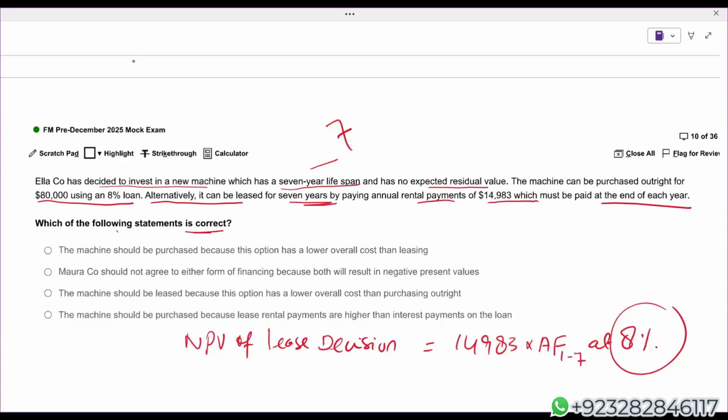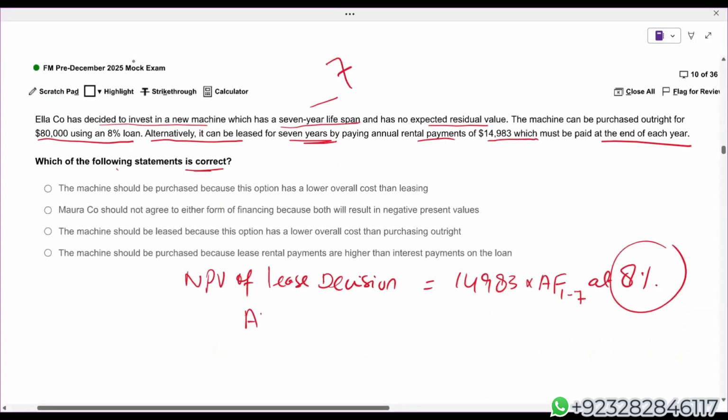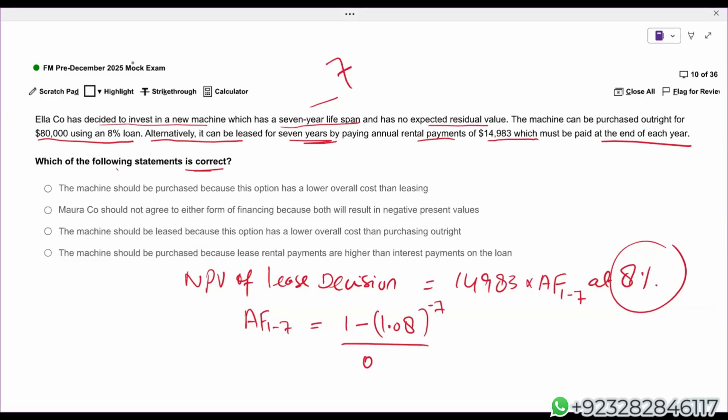You just need to calculate the NPV of the lease. If it comes higher than buy, go for buy. If it comes lower than the buy decision, then go for lease. The buy decision NPV is technically given to us, which is 80,000. Let's calculate the annuity factor for 7 years at 8%. The annuity factor table will be given to you in the exam, students. Just a quick reminder if you don't know: 1 minus 1.08 to the power of minus 7, divided by 0.08, will give you the annuity factor.